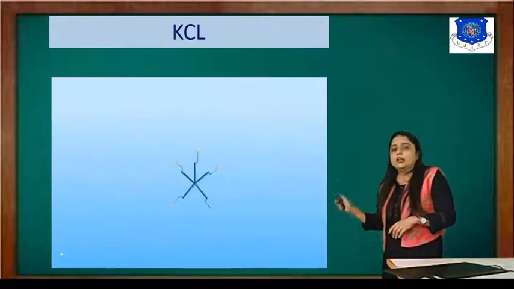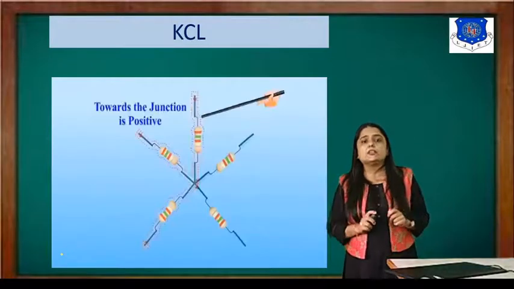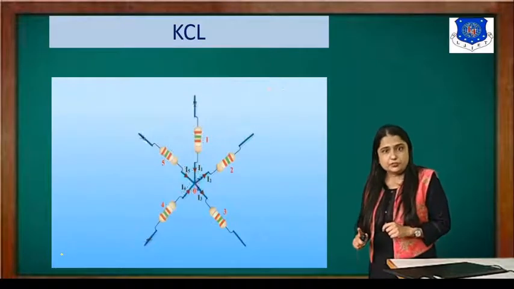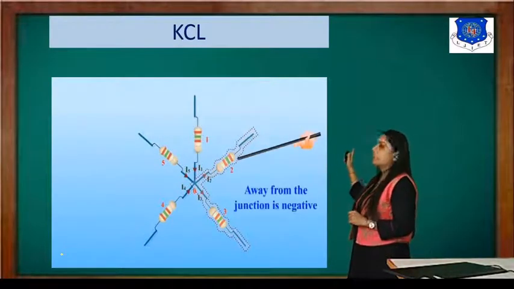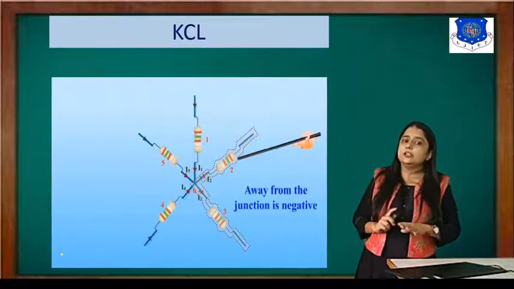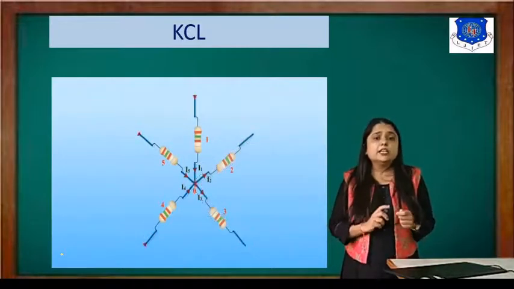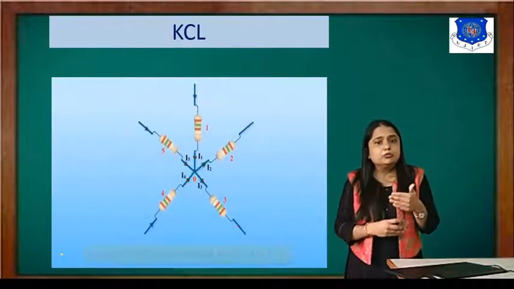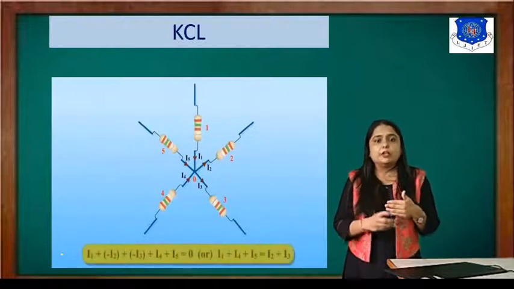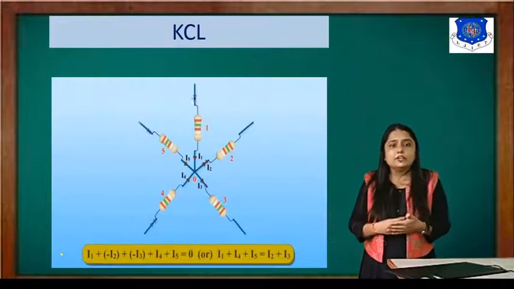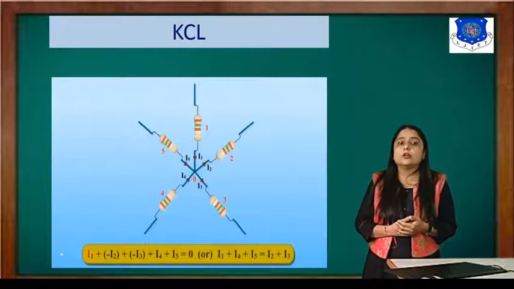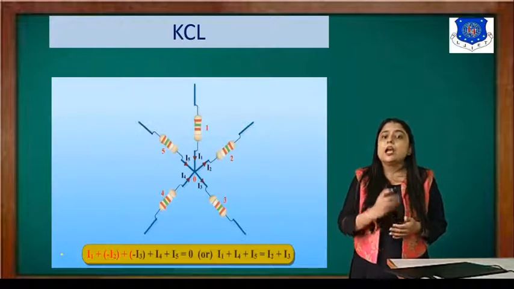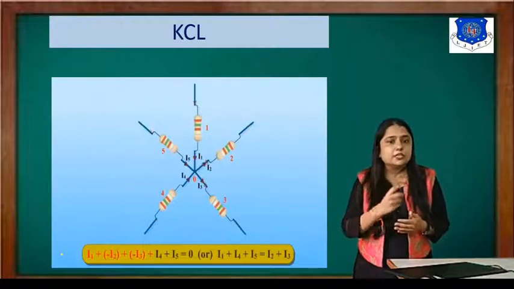See here, just consider this diagram. Here I have considered 5 resistors, and the current that is toward the junction is positive, and the current that is leaving from the junction you have to consider as negative. Now using KCL, we want to write down the equation. If the current enters the junction, we consider it positive. Now I1 is entering the junction, so I have written it as positive. Now I2 is leaving from the junction, so it's negative. I3 is also leaving from the junction, so it's negative.